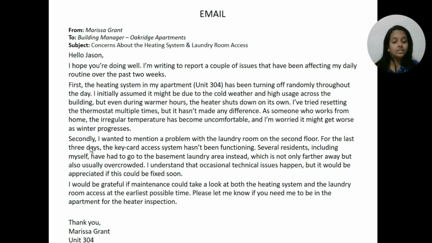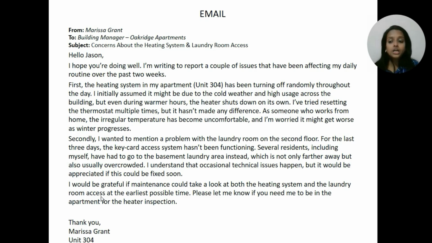As someone who works from home, the irregular temperature has become uncomfortable, and I'm worried it might get worse as winter progresses. Secondly, I wanted to mention a problem with the laundry room on the second floor. For the last 3 days, the key card access system hasn't been functioning. Several residents, including myself, have had to go to the basement laundry area instead, which is not only farther away but also usually overcrowded.